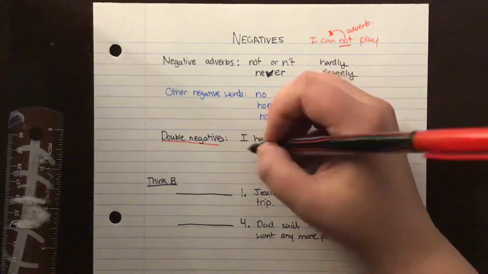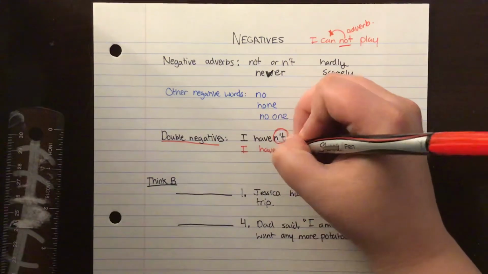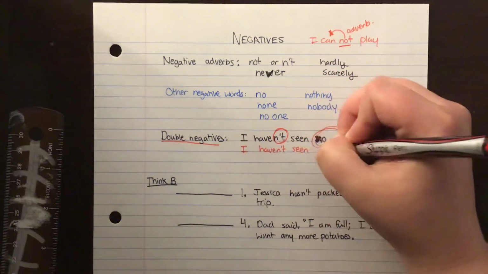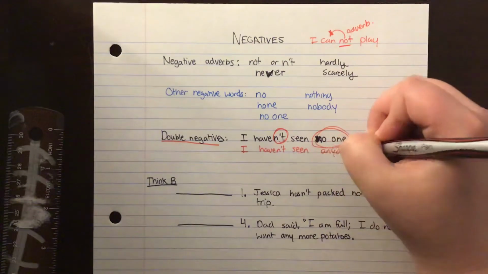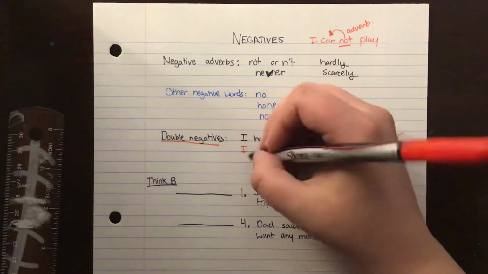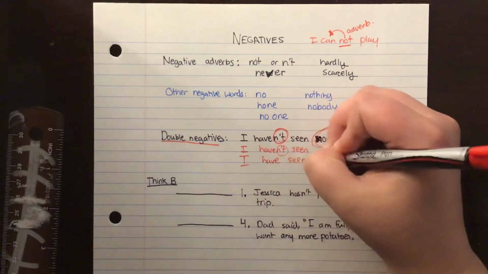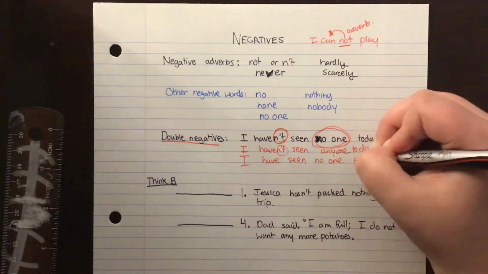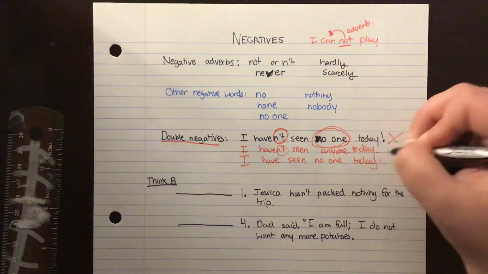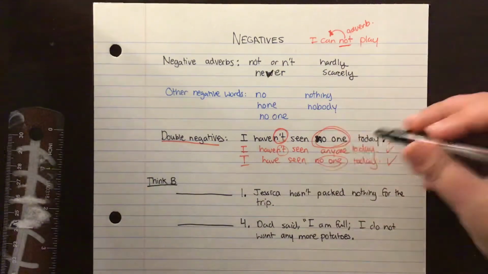Instead, we could change this sentence in two ways. We could say, I haven't seen anyone today. There, now we just have that negative. Or we could say, I have seen no one today. Both of these sentences are good because they just have one of the negatives.